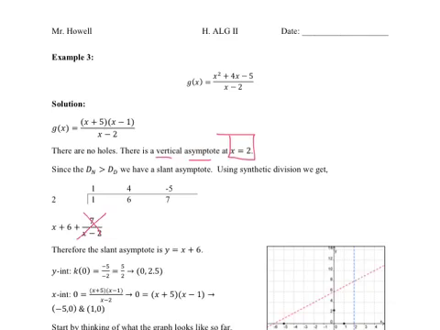So as x goes to infinity, it makes this denominator infinity. 7 over infinity is just really 0. So this last part doesn't really affect the problem. So x plus 6 is our slant asymptote. Next, we want the y-intercept.